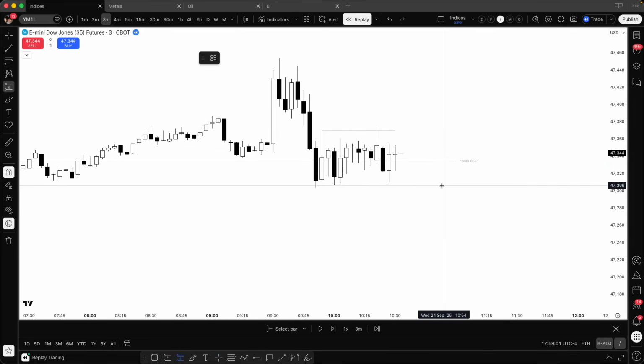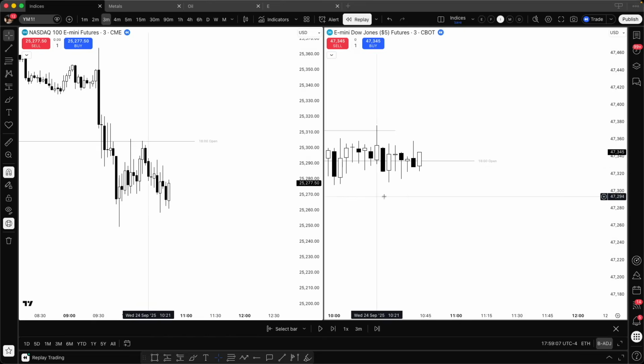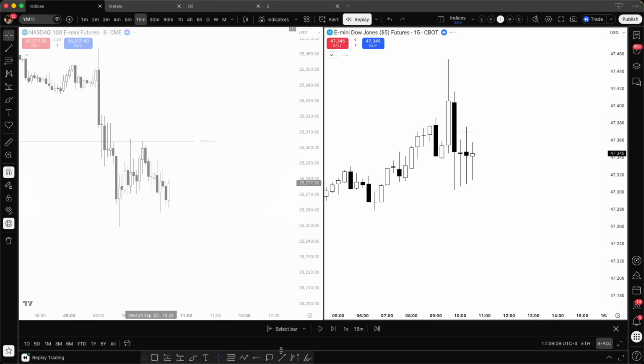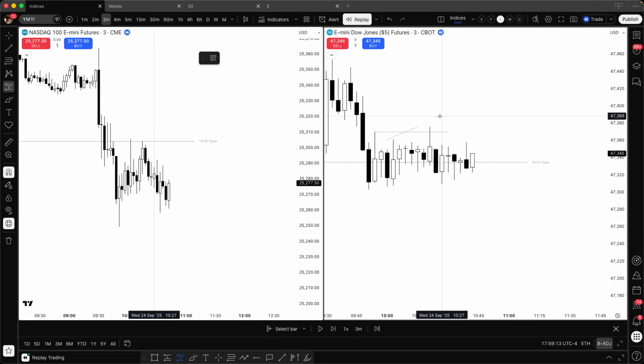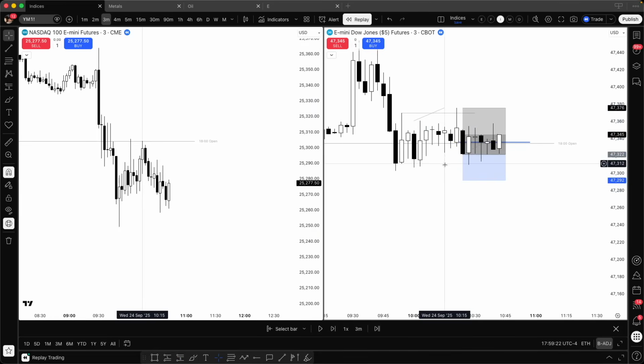And what do we get? We get that V-shaped lower. Actually, the V-shaped lower already happened here, my bad. So you can see that is your cracking correlation. You get that V-shaped lower, you have that CISD lower here. Kind of an ugly delivery by YM, but we do get it nonetheless.